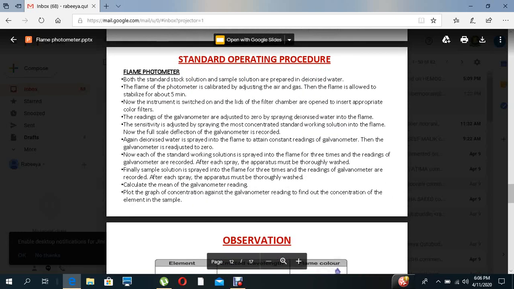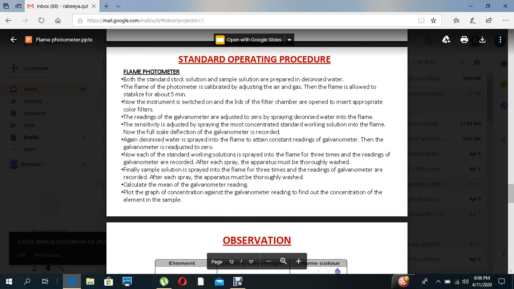The standard operating procedure is as follows. Both the standard stock solution and sample solution are prepared in deionized water. The flame of the photometer is calibrated by adjusting the air and gas. Then the flame is allowed to stabilize for about 5 minutes. Now the instrument is switched on and the lids of the filter chamber are opened to insert appropriate color filters.